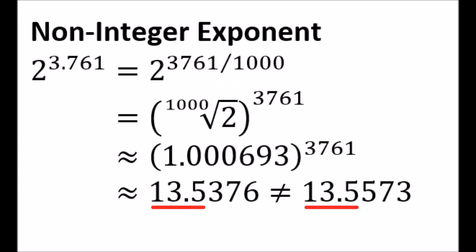That's all well and good for base e, but what if we want to exponentiate a different base to a non-integer exponent? In the example seen here, we want to find 2 to the 3.761. We already flirted with one approach in a previous lesson. Stay tuned for the second half of this lesson, in which we will explore another approach to obtain the answer.